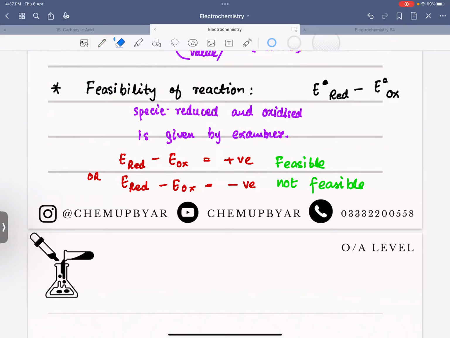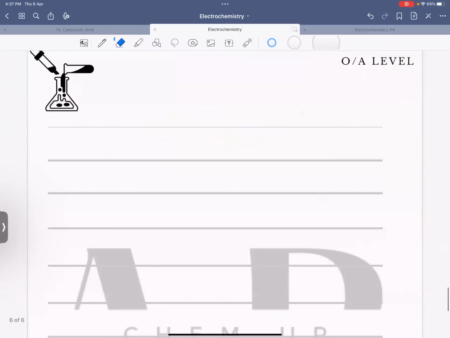Okay. Now, another important thing that I have to discuss, the thing about which students always get confused. First, if you have a half equation written, can you figure out whether the forward reaction is reduction or oxidation?